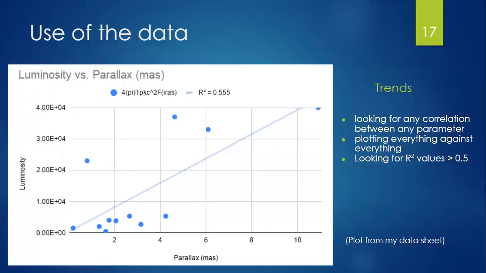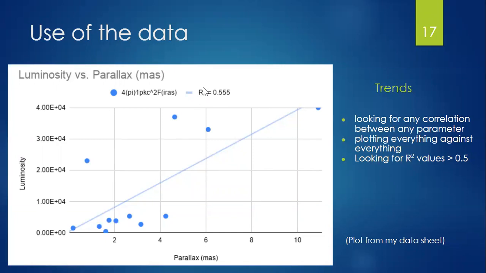But what I eventually was doing with the data is I was trying to look for any correlation between any parameters. I was literally just plotting anything against everything to look for a correlation of any kind. So here I have the parallax in milliarcseconds against the luminosity of the star. And then, as you can see, R squared.